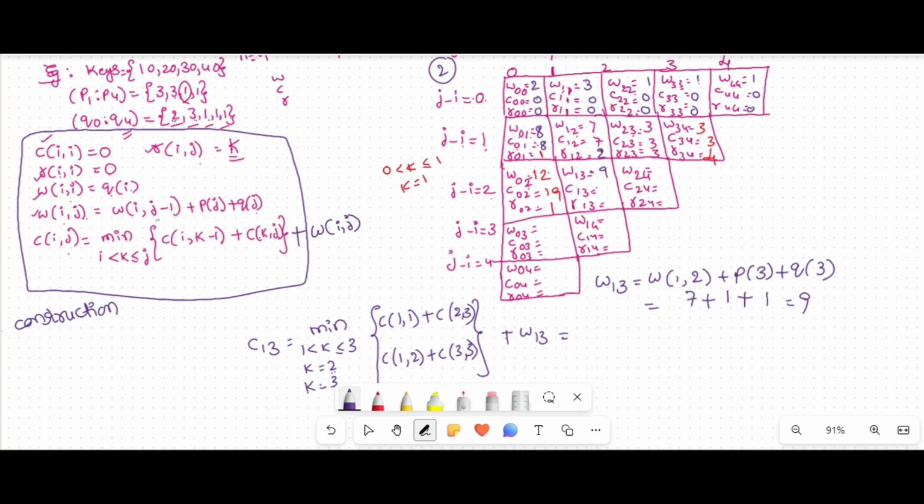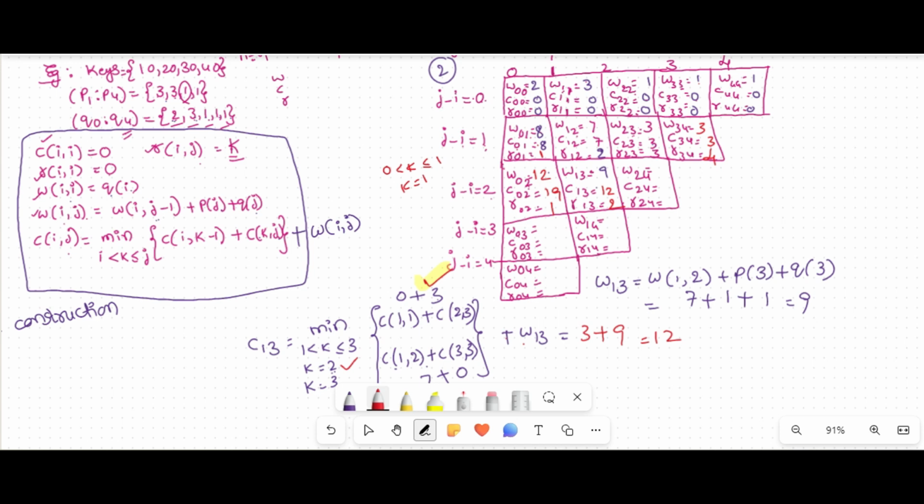Now C11 0 plus C23 3. C23 3. C12 7 plus C33 0. 3, 7, which is minimum? This one is minimum. For what value of k is it? K equal to 2. Okay. So here it is 3 plus, what is W13? Already you have calculated W13. It is 9. So it is 12. C13 is 12. For what value of k you got it 12? 2.